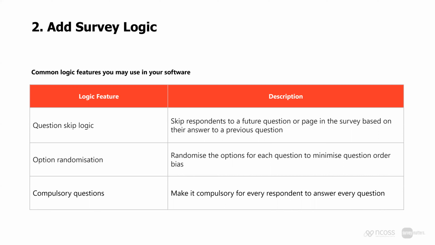There's lots of different logic rules that you can add. However, just to go through the few most common and the most important ones, I think, we'll touch on a couple of examples. We've got questionnaire skip logic, which allows respondents to skip to a future question or page in the survey based on their answer to a previous question. There's option randomization, which randomizes the options for each question to minimize question order bias, which I'll talk about in a minute. And also you need to decide whether to make the questions compulsory for every respondent to answer. So let's just go through a quick example of each.